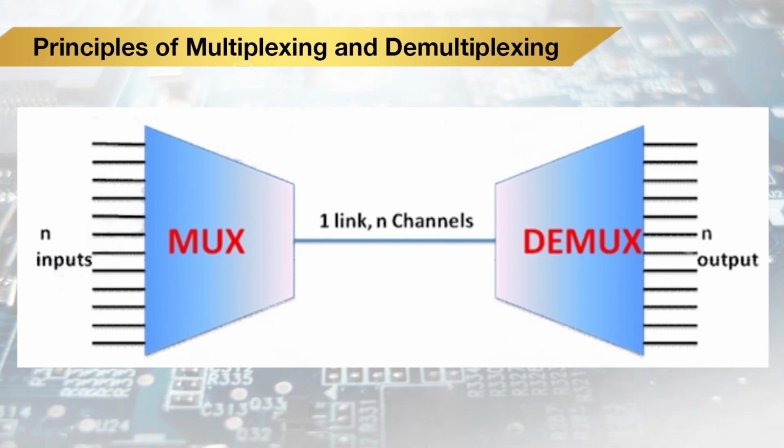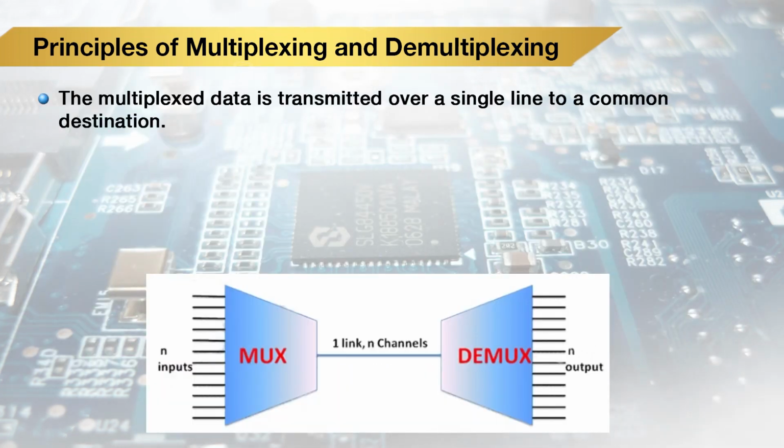So, in those areas where multiple data are present and we have a single selection, or we have to decide which data is to be sent on which channel, in those cases multiplexers and demultiplexers are used. So, the multiplexed data is transmitted over a single line to a common destination.